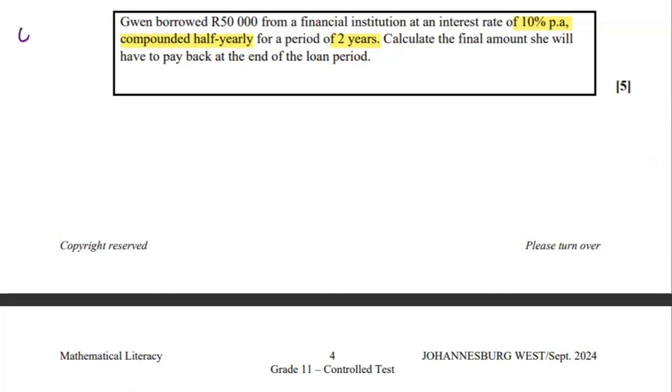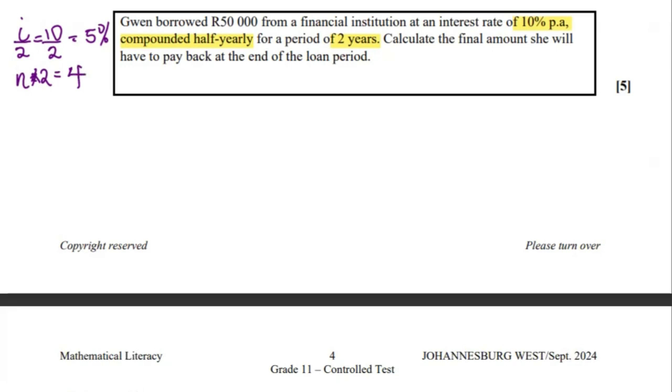So what you're going to do for me, the interest rate is going to be divided by 2. So 10 divided by 2, and the answer becomes what? 5%. And the period is going to be multiplied by 2. Why? Because we are looking for halves. In 2 years, how many halves do we have? We have 4 of them, which is 2 times 2. Now we are good to go to calculate the amount.